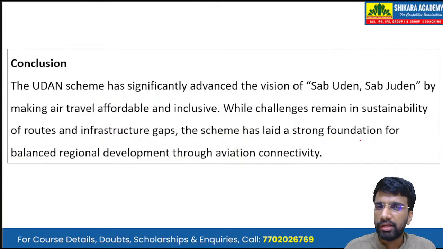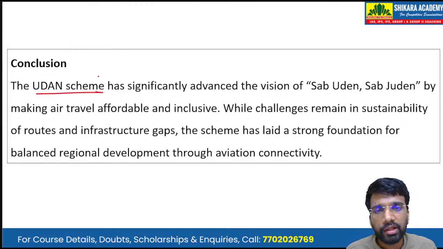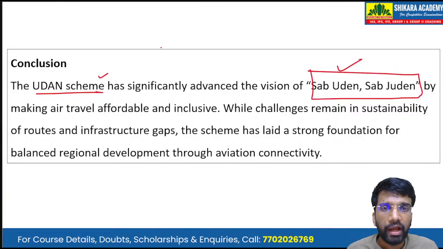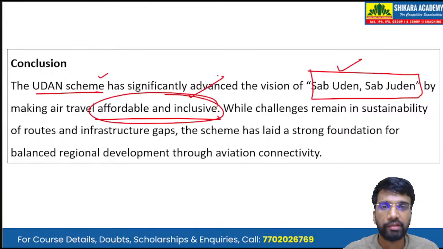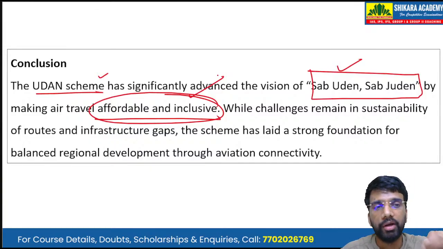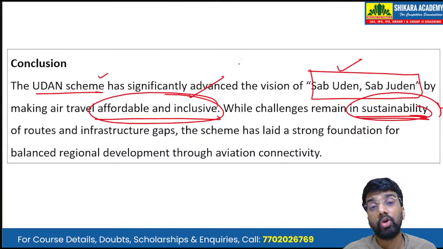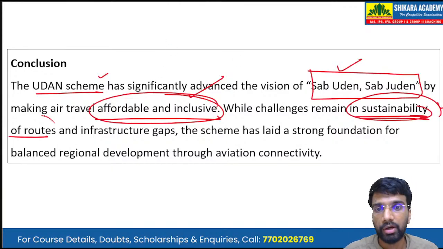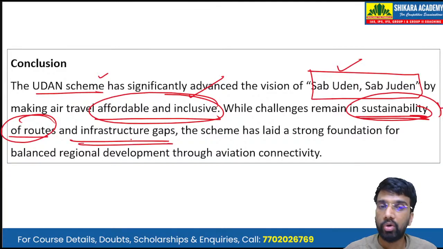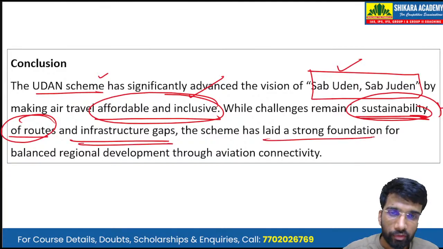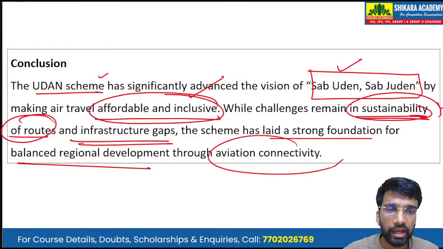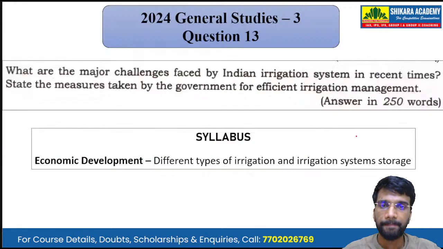In conclusion, we can summarize the answer by writing that the Udan scheme has significantly advanced the vision of Sabka Udo, Sabko Jodo. That is, everyone should fly and everyone should connect, by making air travel more affordable and inclusive. While challenges remain in sustainability, economic sustainability of the routes, and infrastructure gaps in the smaller airports, the scheme has laid a strong foundation for balanced regional development through aviation connectivity.